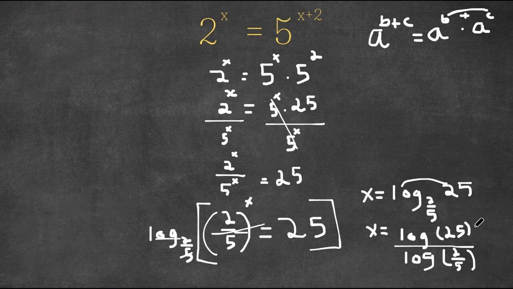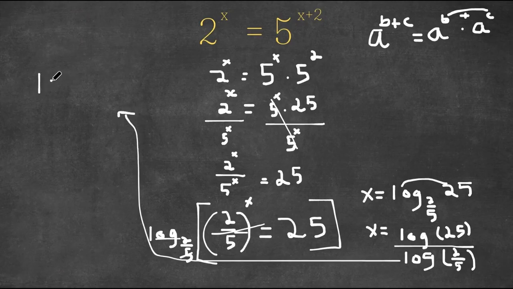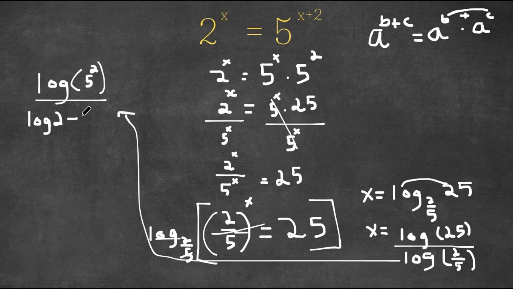So now this can be converted to, let me write this over here, log 5 squared, because we're simply changing the 25 to a 5 squared, over log 2 minus log 5. Remember, when we're subtracting logarithms, we divide. So we're simply just inversing that. So log 2 minus log 5.